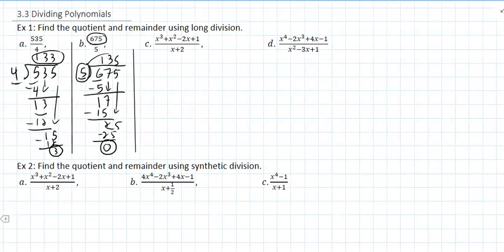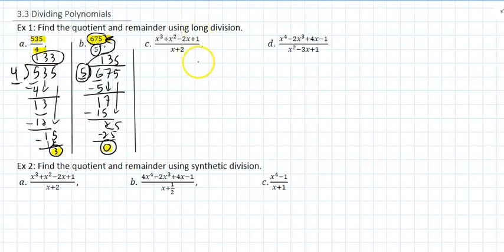So, how would I know that a divisor is a factor of the dividend? Well, I do the division. If I get a remainder of 0, that means I could write 675 as 5 times a number. But if I get a remainder that's not a 0, that means 535 is not divisible by 4, or 4 is not one of the factors of 535.